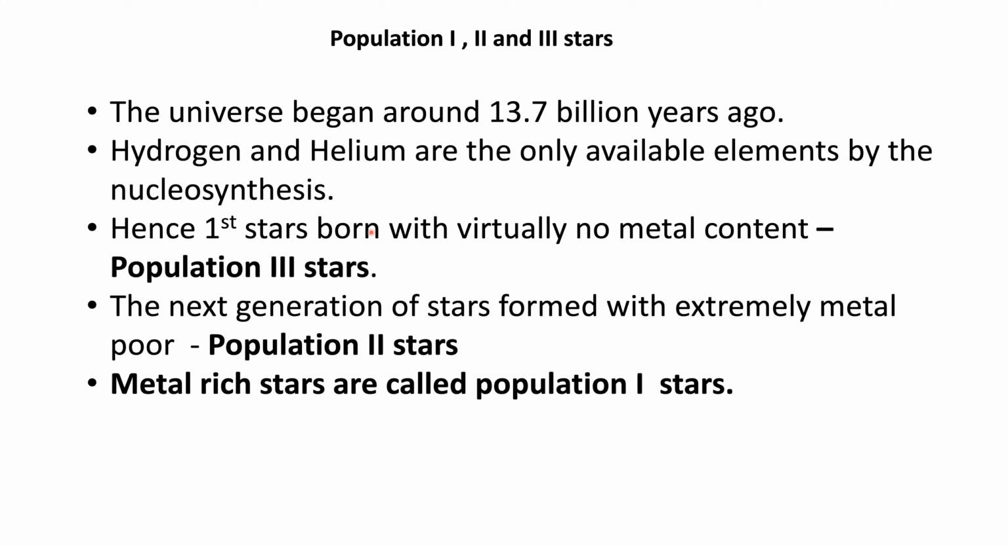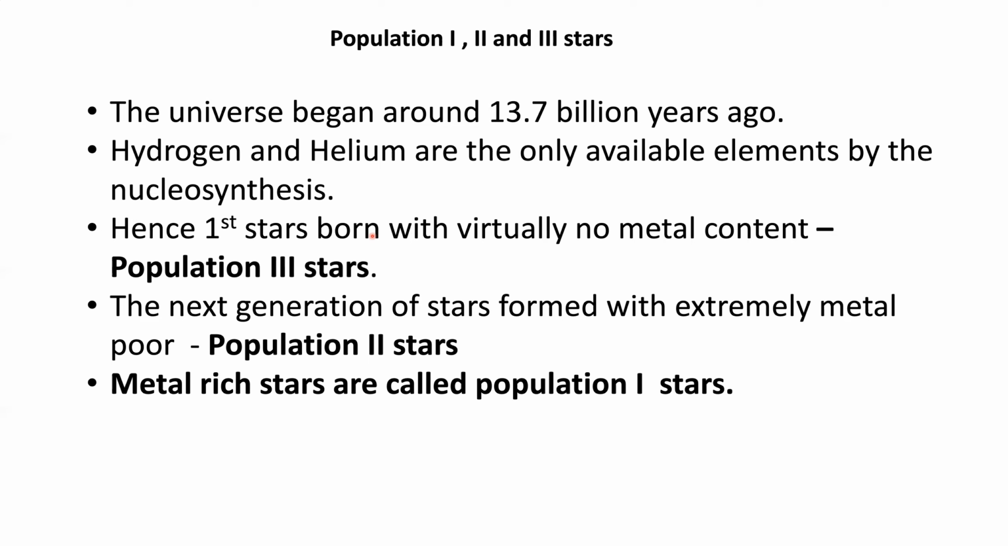And because of that, the first stars that were born had virtually no metal content, because there was only hydrogen and helium, right? So in the first set of stars, when they burned, they didn't have other types of metals inside. Basically, they only had hydrogen and helium. Those types of stars we normally call population 3 stars. Those are the oldest stars, the first generation.